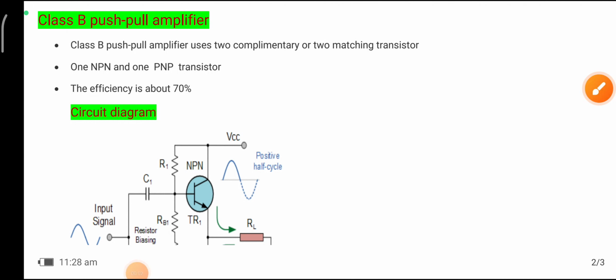Today we discuss the class B push pull amplifier. This class B push pull amplifier is widely used in communication systems, in both the transmitter and receiving end of the communication systems. Here the class B push pull amplifier contains two matching transistors, or two complementary transistors.